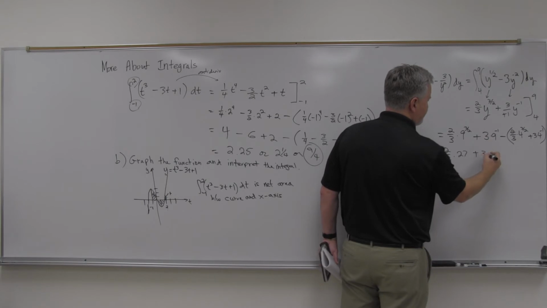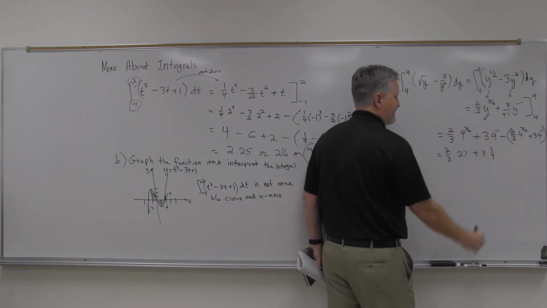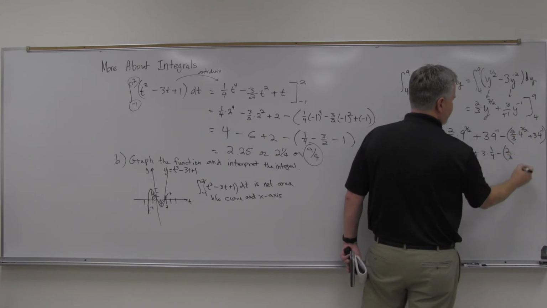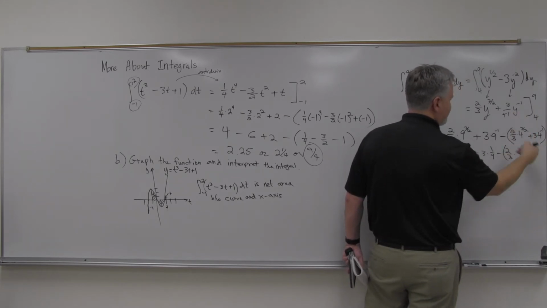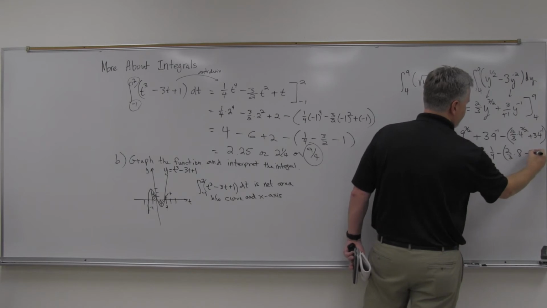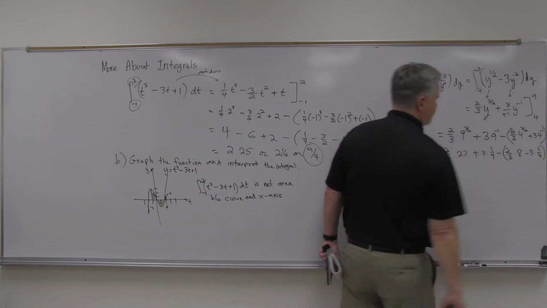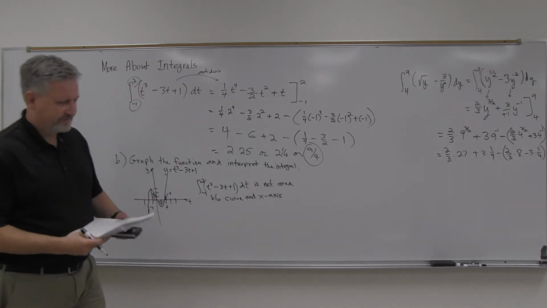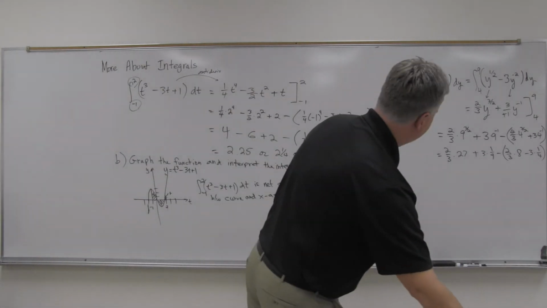9 to the -1 is 1/9. Over here we have 2/3, that'd be the square root of 4, which is 2, cubed, which would be 8. And that'd be 3 times 1 over 4. But anyway, just punch them in your calculator. It'll do it all for you.